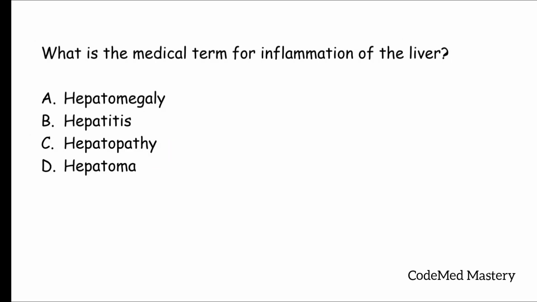Next question. What is the medical term for inflammation of the liver? Option A, hepatomegaly. Option B, hepatitis. Option C, hepatopathy. Option D, hepatoma. The correct answer is option B, hepatitis, because itis means inflammation. The term hepatomegaly in option A refers to enlargement of the liver, hepatopathy refers to disease or disorder of the liver, and hepatoma refers to tumor of the liver.